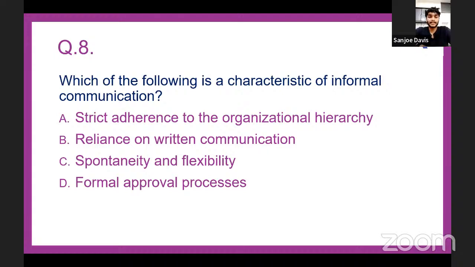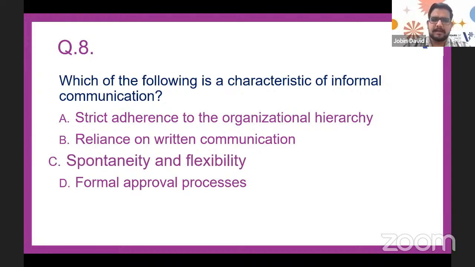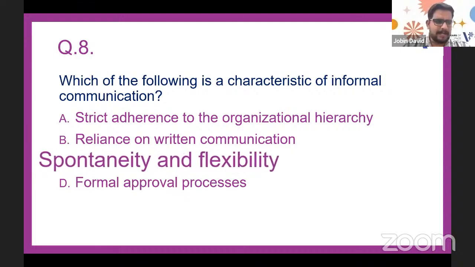I'll go with C, sir, because we had this in the previous question also. It's spontaneous and it's flexible. Yes, exactly. Some are answering D, but it's not D. Do we need a formal approval process for informal communication? If you are chatting with friends or communicating with a teacher in an informal manner, we don't need a formal approval. It's spontaneous and also flexible. It can be two-way or one-way, anything. So we'll go with option C. I think everybody, even the YouTube babies, are answering option C. They know what informal communication is. So we'll go to the next question.